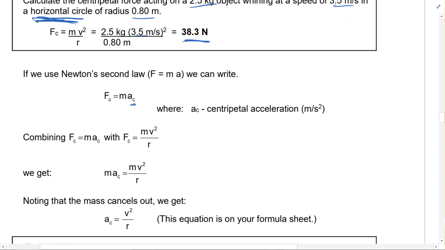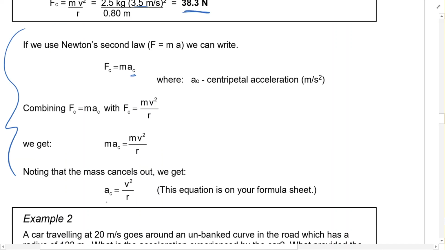Okay, and then down here, we're just talking about how to derive another formula. If you want to look through this, I think you can figure it out for yourself, how we come up with it. But we've also got this formula. So centripetal acceleration is just v squared over r. And this one's also on your formula sheet.